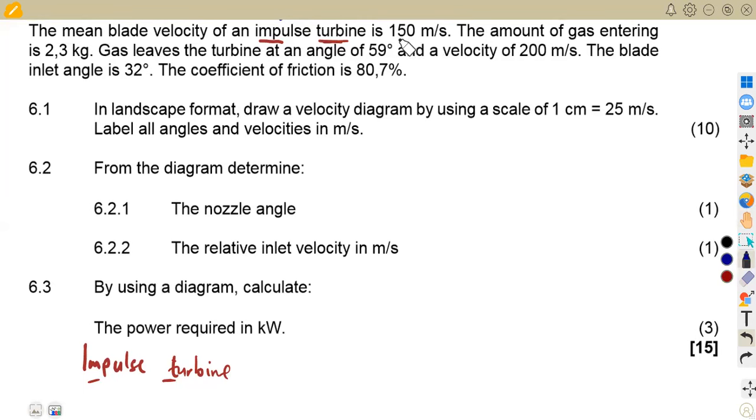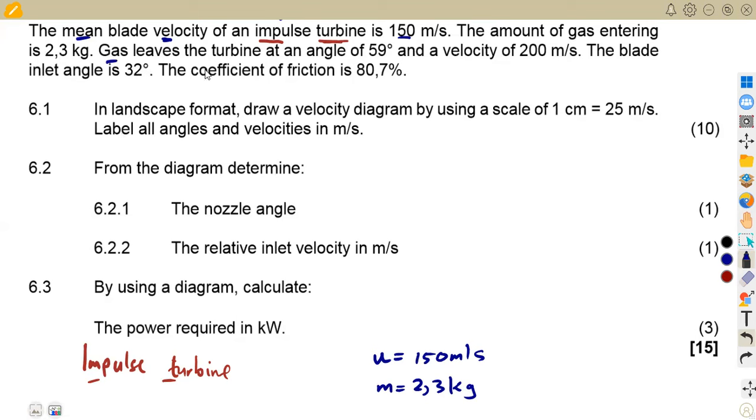And here we're given 150 meters per second, which is the mean blade velocity. So that's our U per our information, which is 150 meters per second. The amount of gas entering is 2.5 kg. So we're given the amount of gas that is entering, which is 2.5 kg. So this mass is taken per second. It's mass per second. All right.